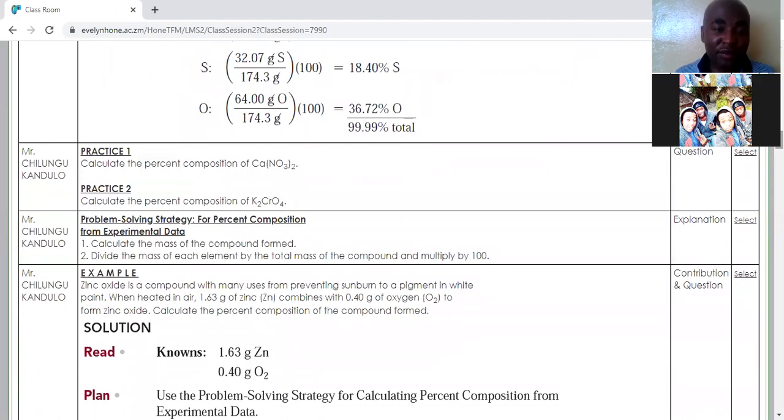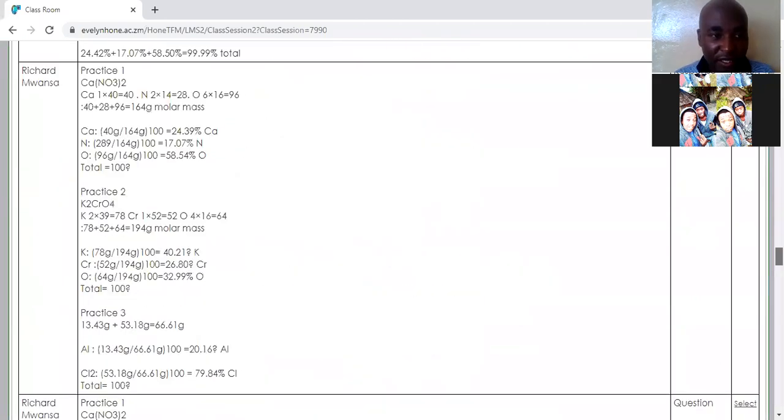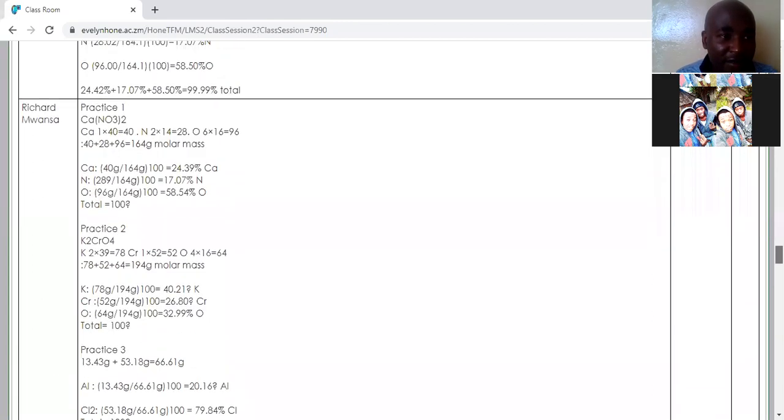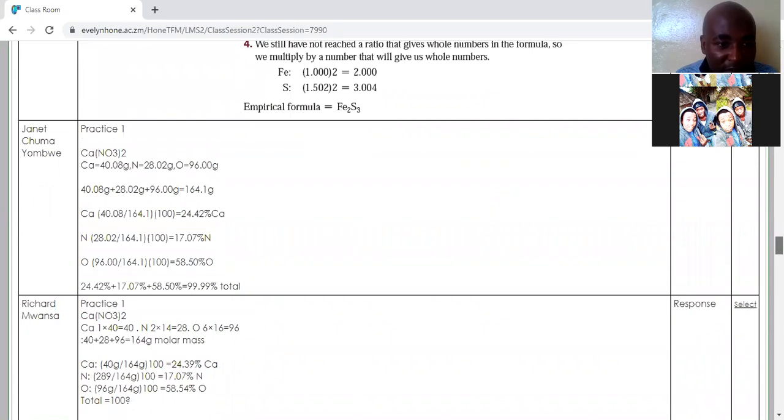Now, you have solved these ones. This calcium, remember, is 40. Then there are 2 nitrogens there because there's a 2 outside there, and 6 oxygens. Let's see the first person to attempt. 2 and 6. Then the total is there. Richard, keep up. Also Janet, keep up.